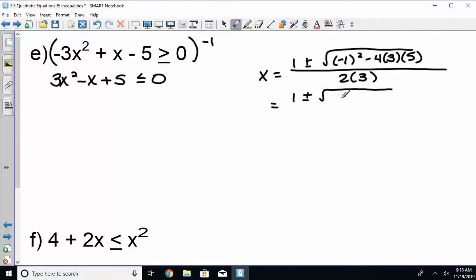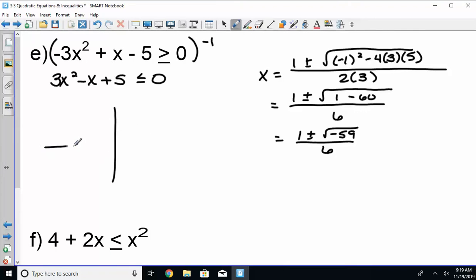So under here I get 1 minus 60. What's wrong with this? It's just wrong. There's a negative. So what kind of number is this? Imaginary. When you draw and plot points on the x-axis, do we plot imaginaries? No. So what this tells me right now, these are imaginary numbers, so there are no x-intercepts on this graph. It never hits the x-axis.